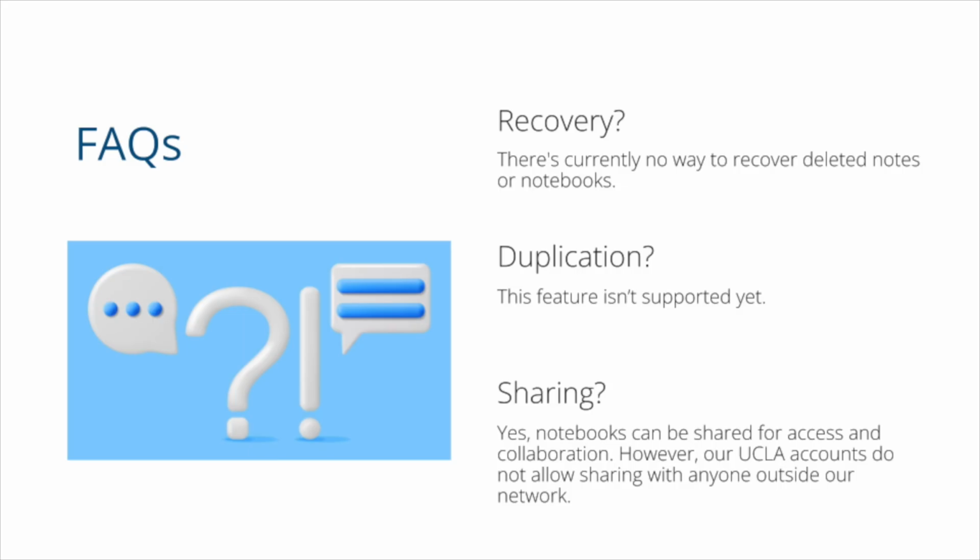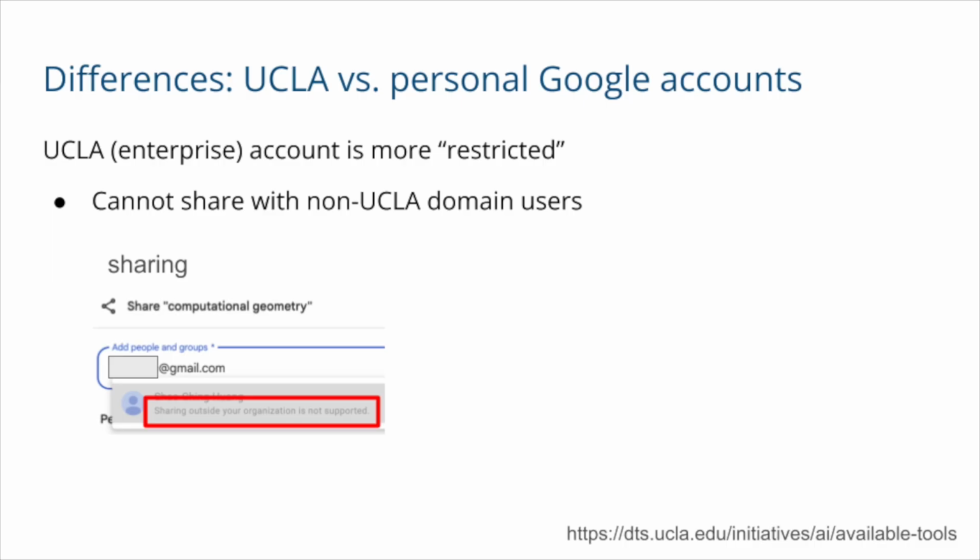Is it possible to share notebooks? Yes, notebooks can be shared for access and collaboration. However, our UCLA accounts do not allow sharing with anyone outside our network. While the core technology remains the same, your choice of account impacts your workflow and collaboration. Using a UCLA Enterprise account offers a more restricted environment designed for academic integrity and institutional security. This means you cannot share notebooks with non-UCLA domain users, keeping your research strictly within the university ecosystem. Choosing between a personal or UCLA account ultimately comes down to whether you prioritize the security of the UCLA walled garden or the cross-domain flexibility of a personal account.